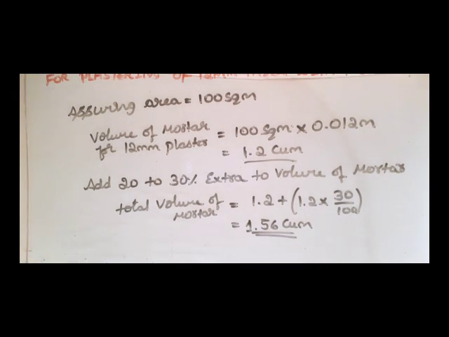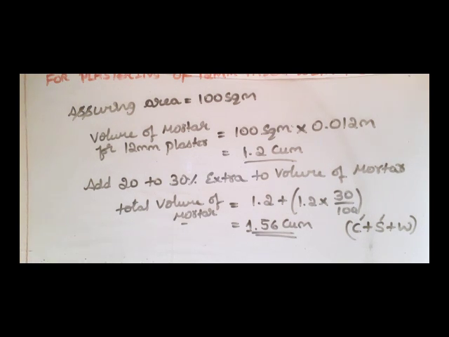This is also called wet mortar. Now in this mortar, whatever volume we got, it contains cement plus sand plus water, right? But what we need to find out is the cement quantity and the sand quantity. We need to find out the cement quantity as well as the sand quantity.